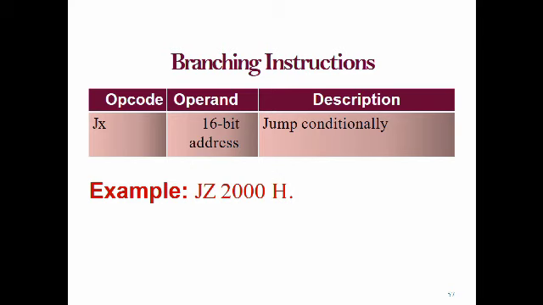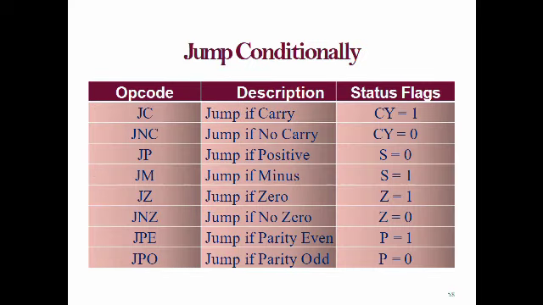So there are various conditional jump instructions. Jump if carry, JC. Thereafter jump if not carry. Jump if positive, that is if sign flag is equal to 0. Jump if minus, that is sign flag is equal to 1. Jump if zero, that is if zero flag is equal to 1. Jump if not zero, if zero flag is equal to 0. Jump if parity flag is set.